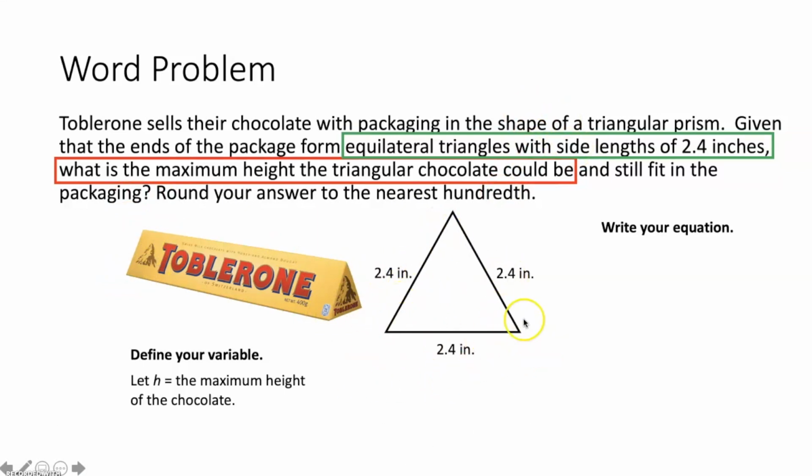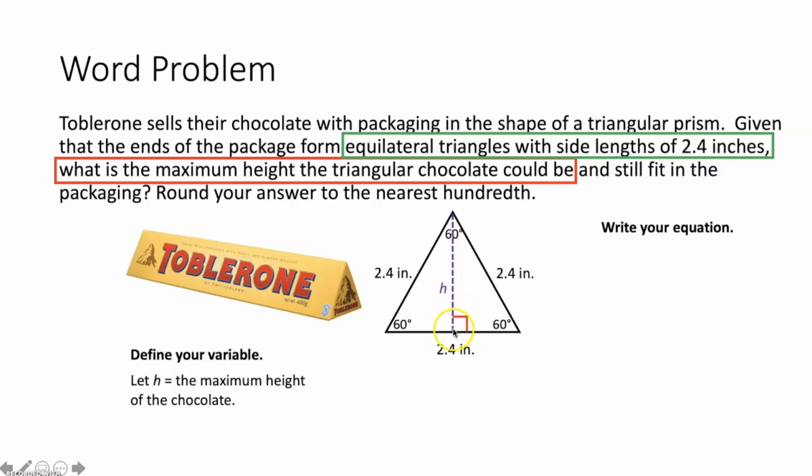We also know that an equilateral triangle is both equilateral and equiangular, meaning each of these angle measures in here must be 60 degrees. And we are trying to find the height of this packaging, because if we determine the height of this packaging, we know the maximum height the triangular chocolate could be. So how do we figure out what H is here?